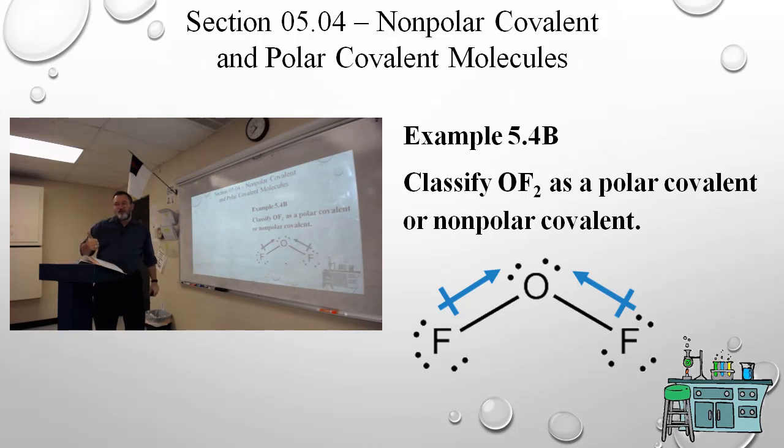So does it have polar bonds? Yes. Is it asymmetrical? Yes. Remember, asymmetrical means not symmetrical. Is it not symmetrical? Yes. Therefore, double yes is polar bonds that are not symmetrical. Therefore, it is a polar molecule.